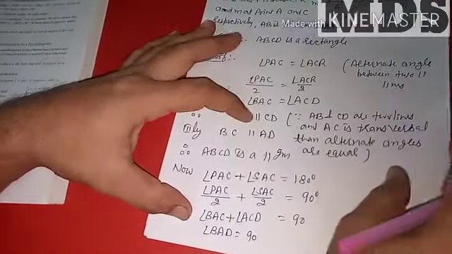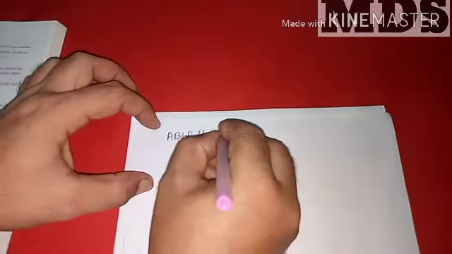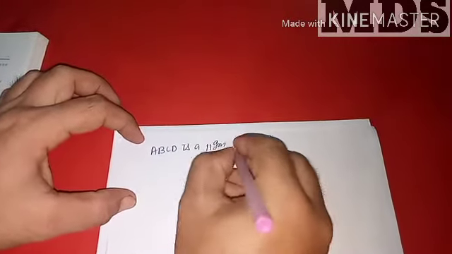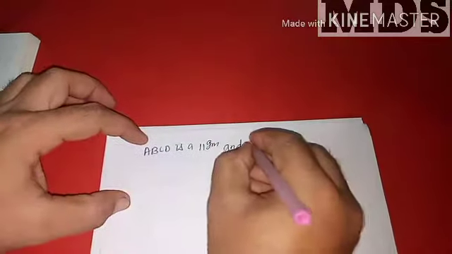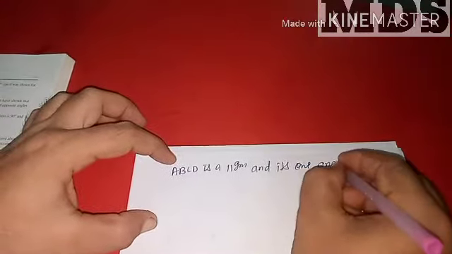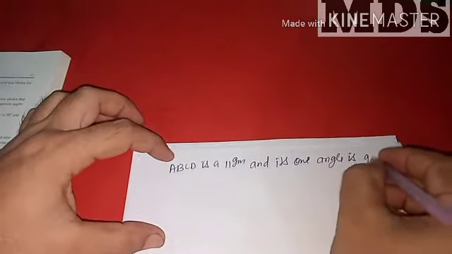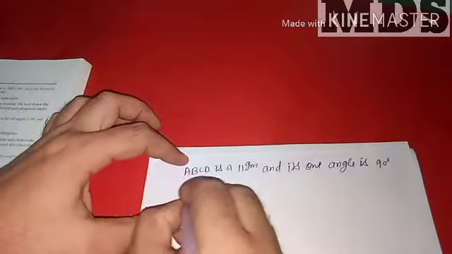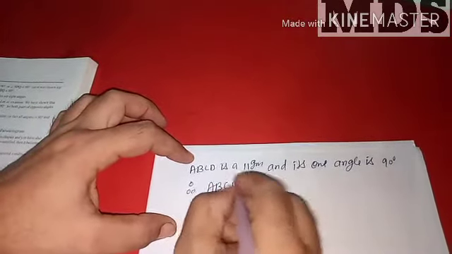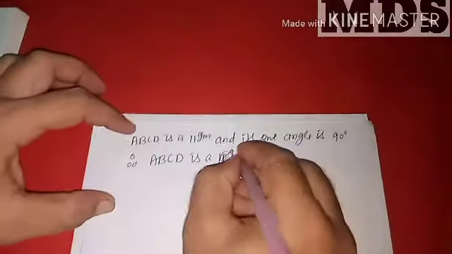So what's its meaning? ABCD is a parallelogram, and one of its angles is how many degrees? 90 degrees. Therefore ABCD is a rectangle. Sorry for that.